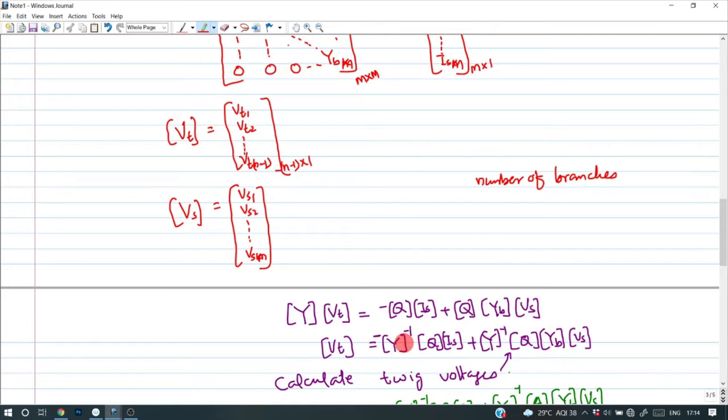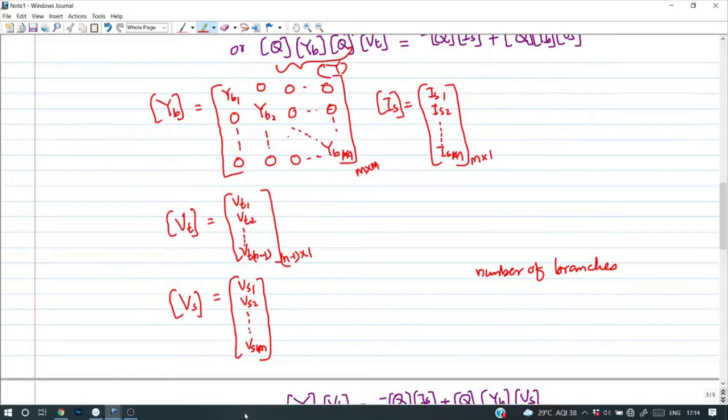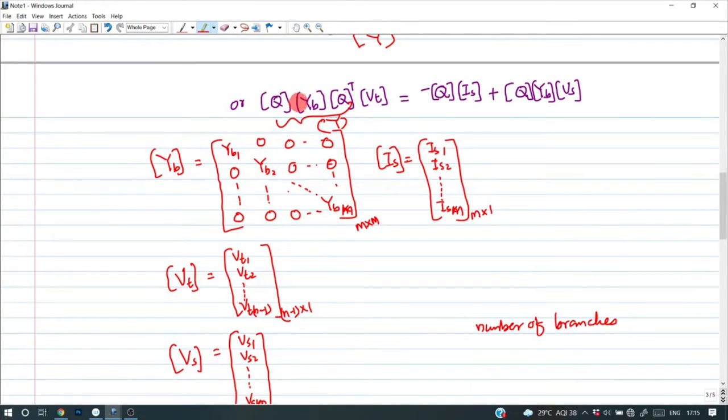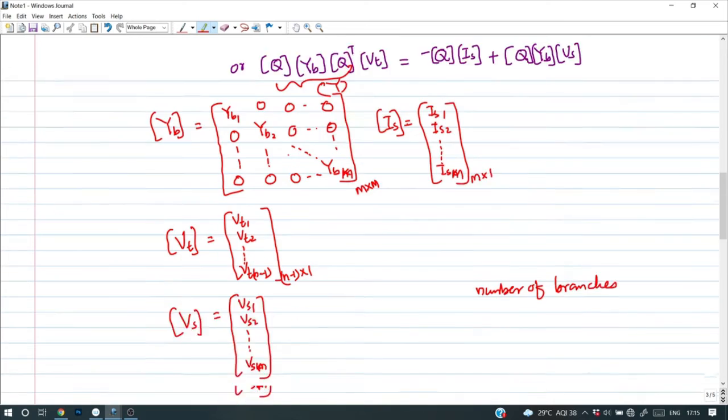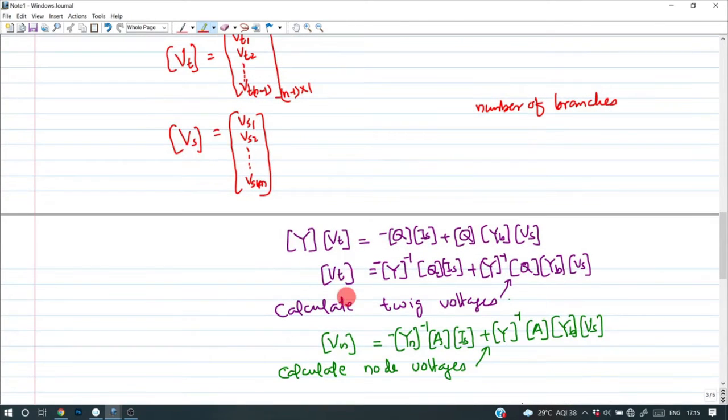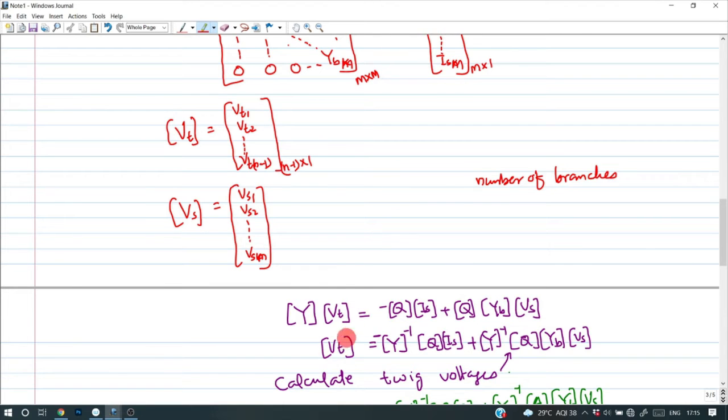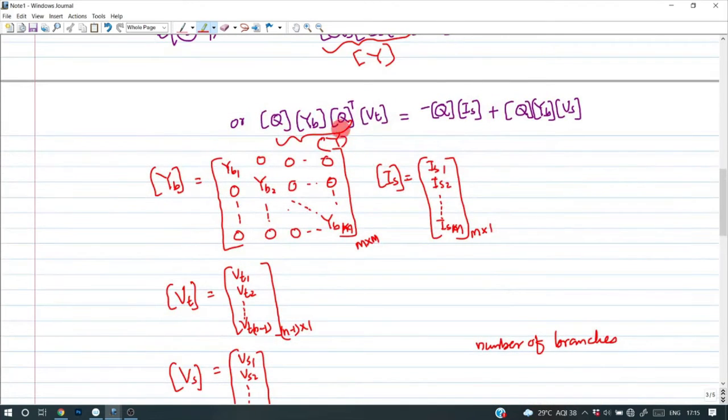So for a given graph, it is easy to find the Q matrix, the fundamental cut set, the source current matrix, the source voltage matrix, and the Y matrix. How to find Y? It is Q YB Q transpose. If all these three things are known to us, then it is very easy to find VT. Once we know VT, it is very easy to find branch voltages. Branch voltage is related like this: Q transpose VT.